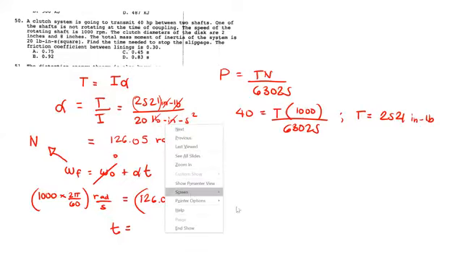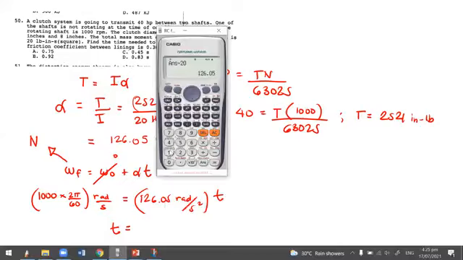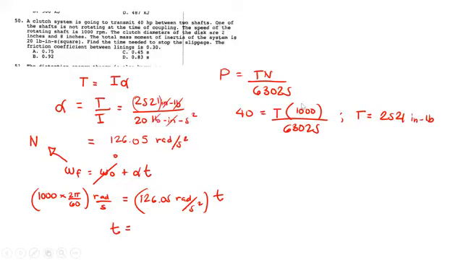So calculate natin. 1,000 times 2 pi over 60 divided by 126.05. So 0.83 seconds. So the answer is letter D.